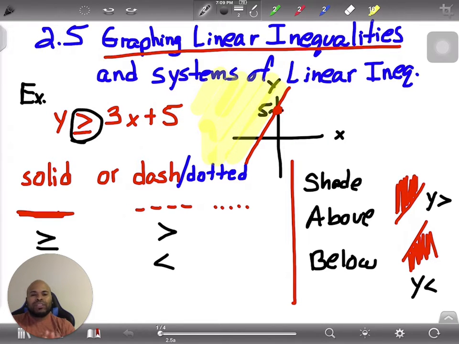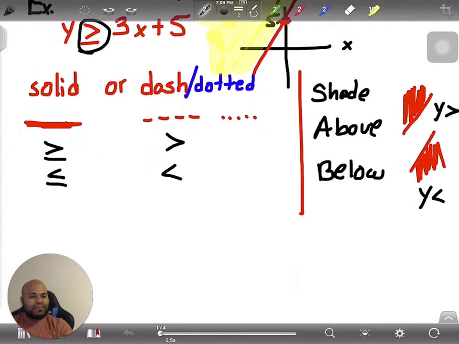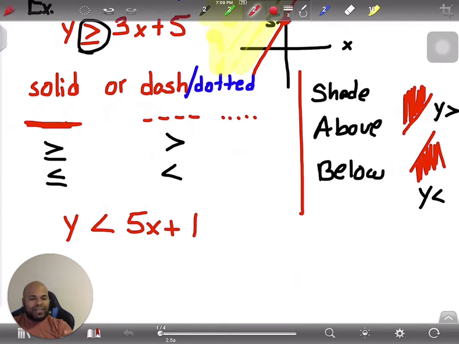And we always shade the side that contains the solution. So hopefully that makes sense. Let me give you another example. What happens if I tell you that y is less than, okay, let's do 5x plus 1. Why not? 5x plus 1.